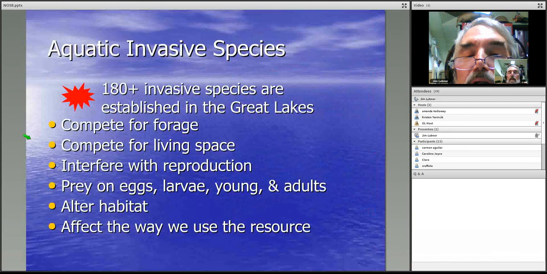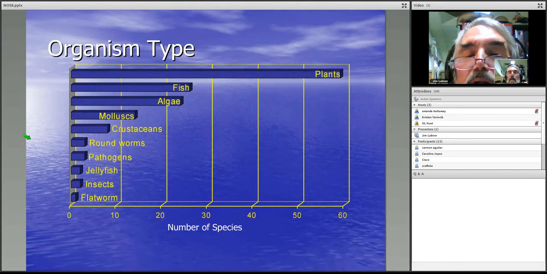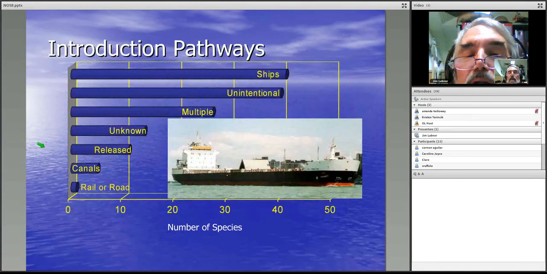We've got 180 invasive species that have established themselves. They compete with native species for all sorts of things. They prey on eggs, larvae, and young. They alter the habitat. And you can see that the largest type of these invasives is plants. Very quickly we get into fish, algae, mollusks, and we have some pathogens on here, viruses and things like that. How do they get in here?